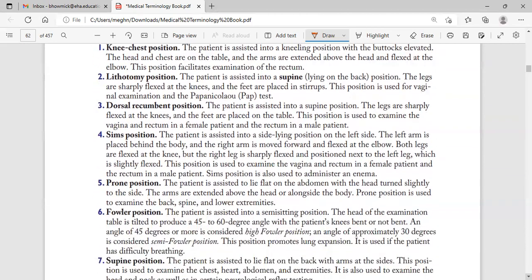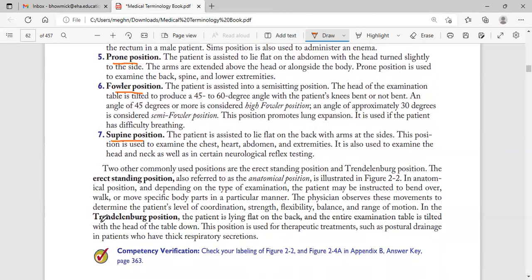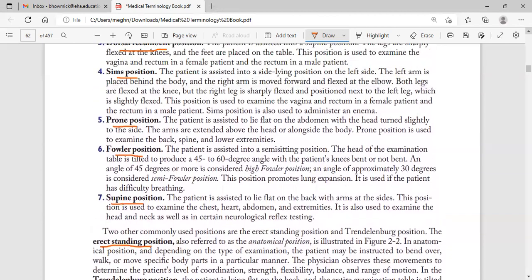What are they? Knee-chest position, lithotomy position, dorsal recumbent position, Sims position, prone position, Fowler position, and supine position, right? There are 2 more. One is called the Trendelenburg position and also the erect standing position. So let me explain one by one.